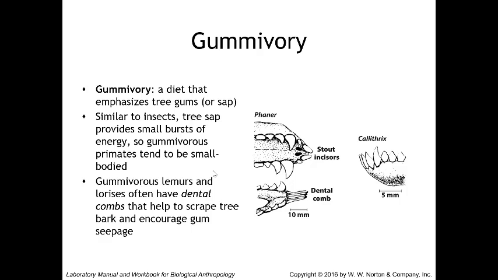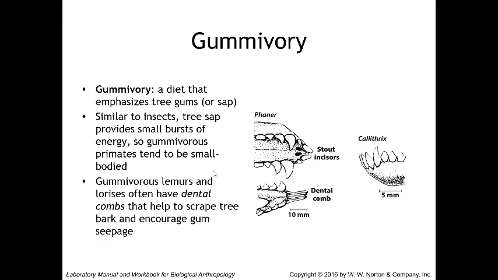In order to get maple syrup, they have to tap into the tree, right? And then when they tap into the tree, they put in a little nozzle, and then out drips the maple syrup, right? Same thing with our primates, right? Our gummivores. They need to facilitate those gums, the tree sap, to come out of the tree, right?